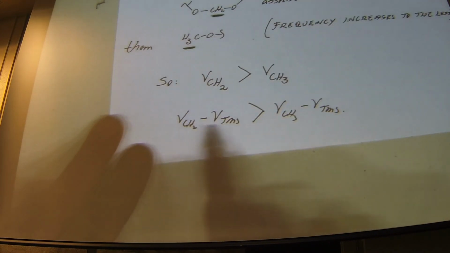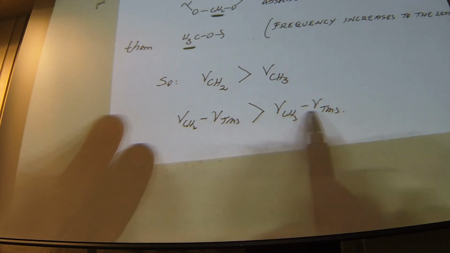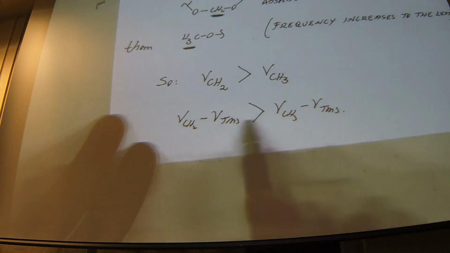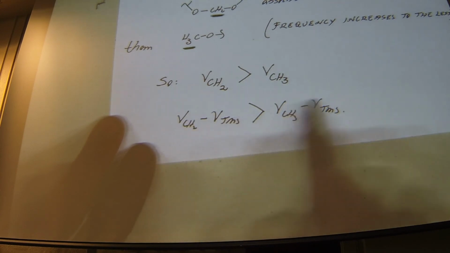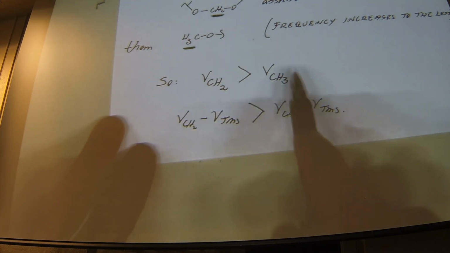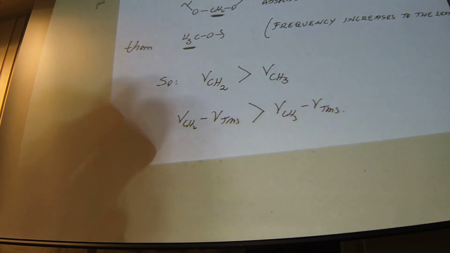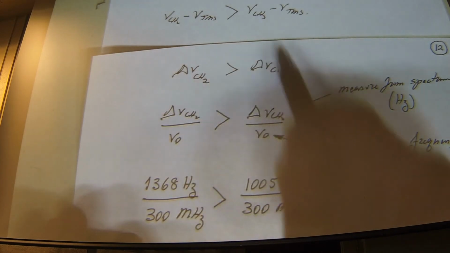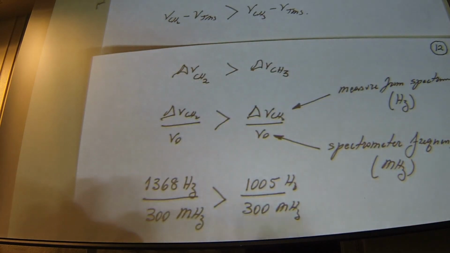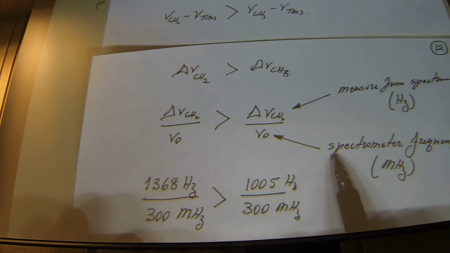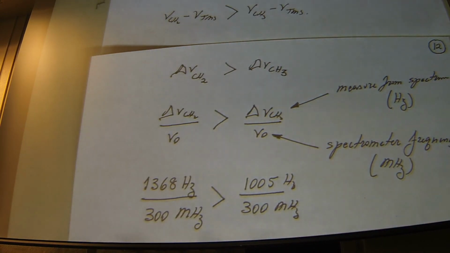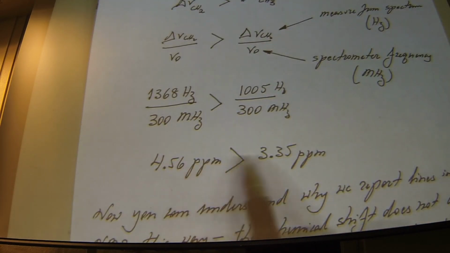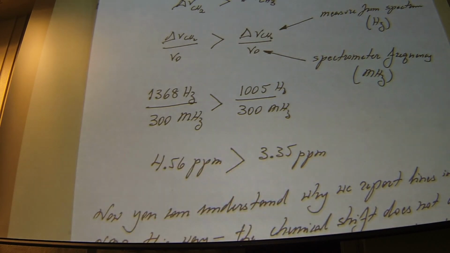So if I take the relative frequency, I just take the TMS peak frequency and I subtract it out. So I just subtract the frequency of the TMS from each side. Haven't changed anything. And what that means is, just doing the arithmetic here, this is the same, saying the same thing. If I divide this by the spectrometer frequency, then what I end up with is these two frequencies divided by 300 gives me the peak positions for CH2 and CH3 in parts per million.